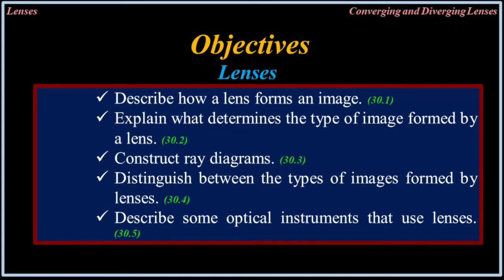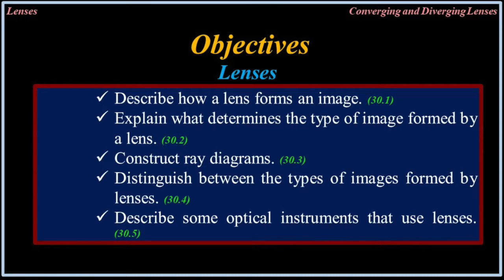Lenses. Describe how a lens forms an image. Explain what determines the type of image formed by a lens. Construct ray diagrams. Distinguish between the types of images formed by lenses.